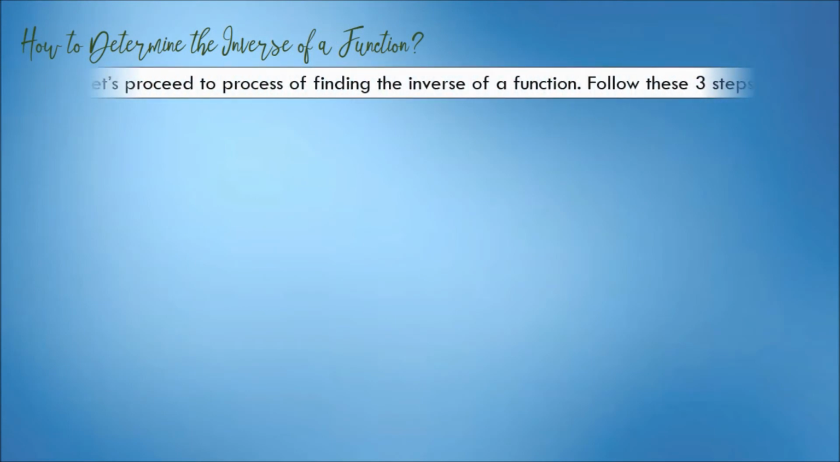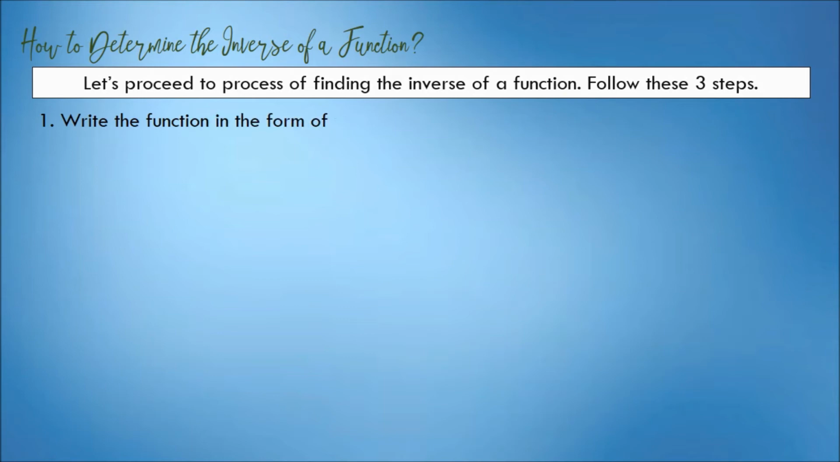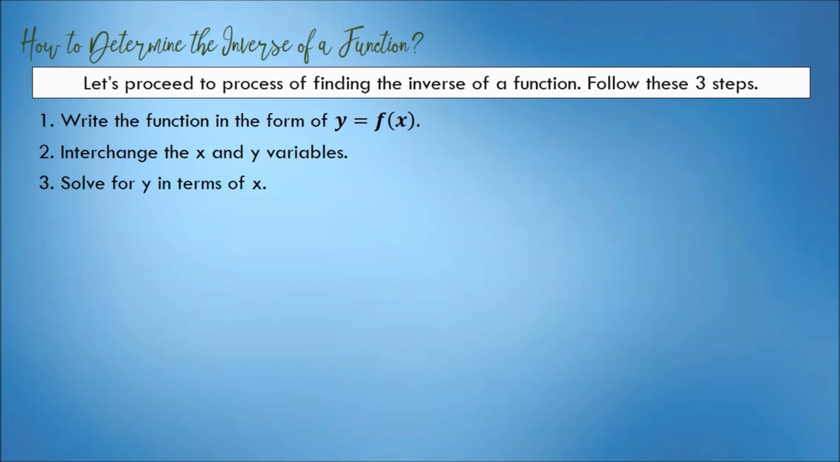Now, let us proceed to the process of finding the inverse of a function. Follow these 3 steps. Step number 1. Write the function in the form of y is equal to f of x, meaning replace f of x by y. Step number 2. Interchange the x and y variables, meaning interchange their position in the equation. And step number 3. Solve for y in terms of x.